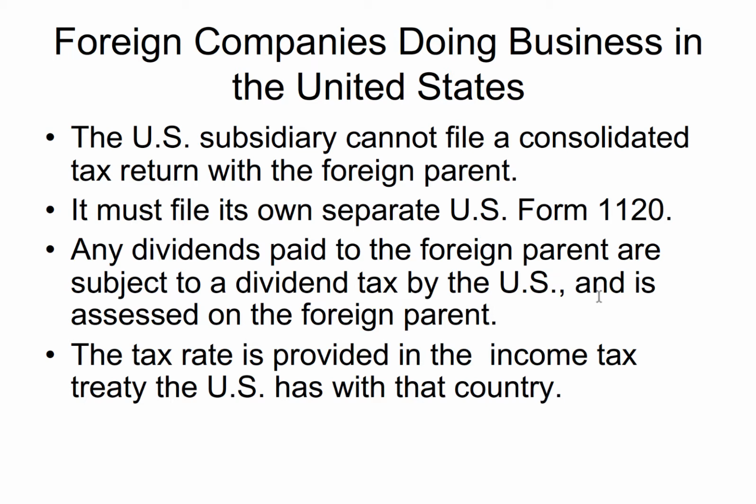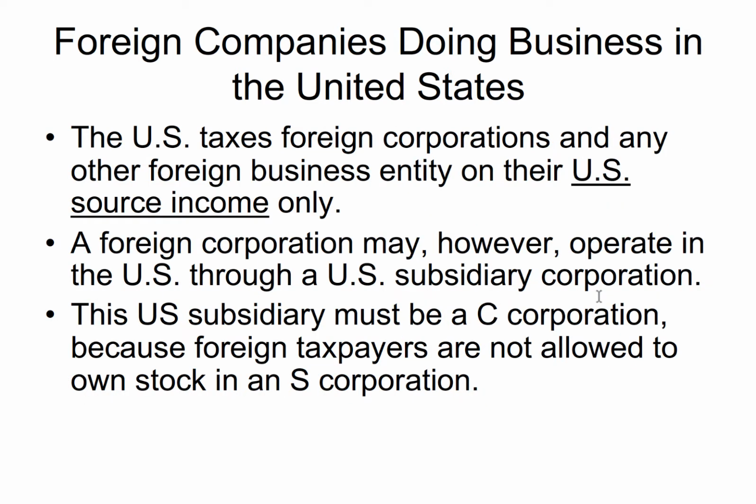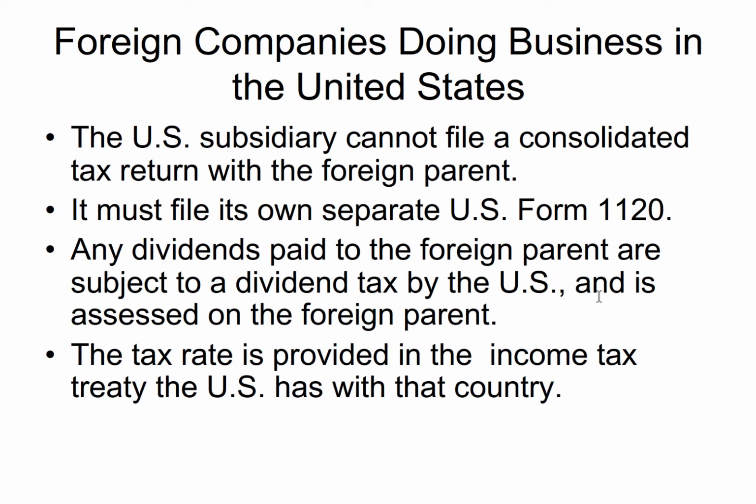Any dividends paid to foreign parents are subject to a dividend tax by the U.S. and are assessed on the foreign parent. So there are all sorts of sourcing rules and whatnot for outbound and inbound transactions. I'm not going to get into those, but that plays a big part of what exactly is considered U.S. source income, the sourcing rules. The tax rate is provided in the income tax treaty the U.S. has with that country. So we don't simply apply our normal ordinary rates or capital gains rates. We apply the rates based on the treaties. If there's no treaty, then you're going to have to look at the respective item.